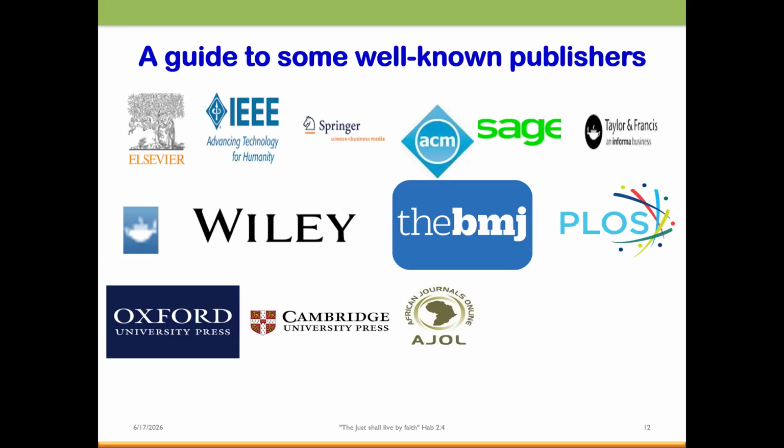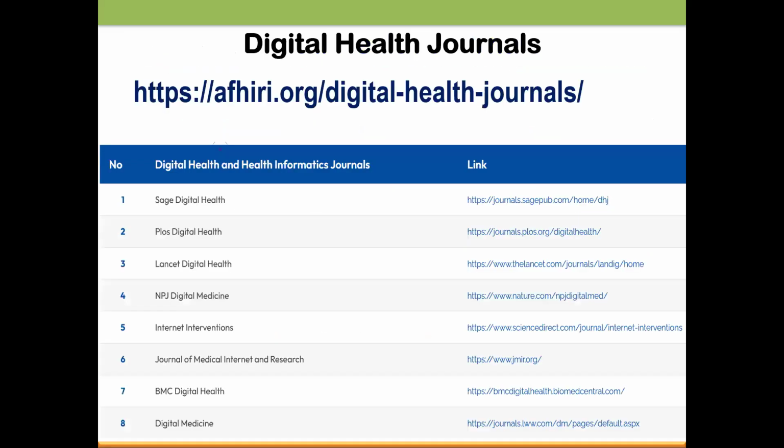We have Elsevier, IEEE, Springer, SEM, Sage, Taylor and Francis, Wiley, the BMJ, PLOS, Oxford University Press, Cambridge University Press, and AJO, which is African Journals Online. There are very many publishers on the way, but these are well-known publishers.